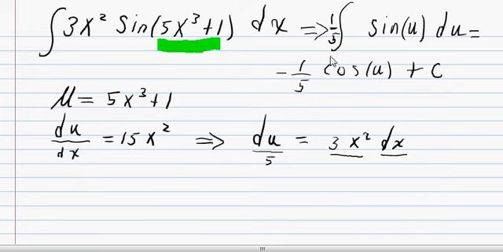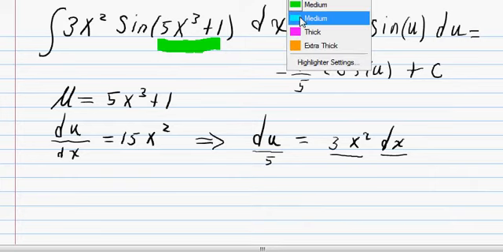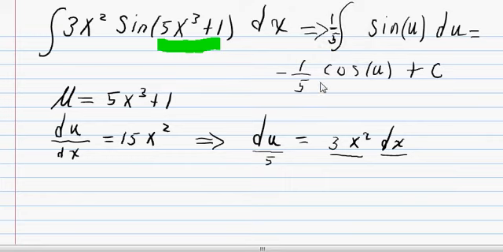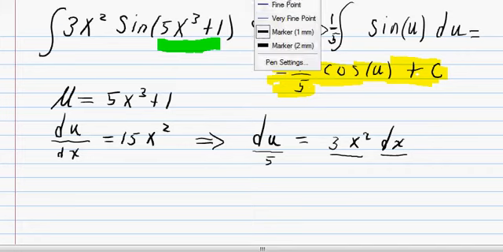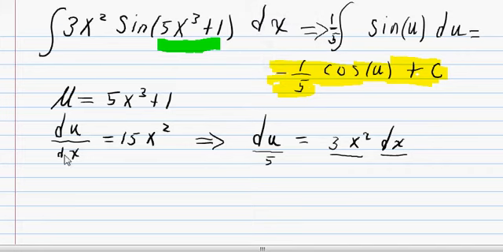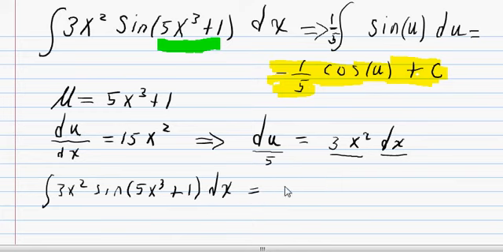So what this over here is telling me is that this expression here, the indefinite integral of 3x squared sine of 5x cubed plus 1 dx, is just equal to negative 1 over 5 times cosine of u, but u is 5x cubed plus 1.